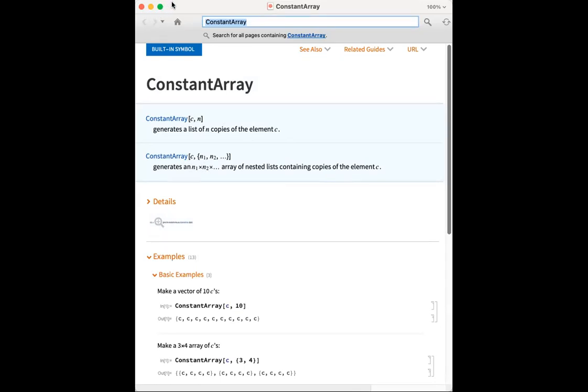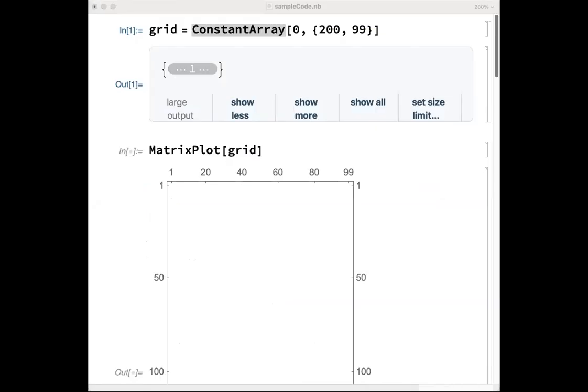And I can go back to my Mathematica. And here is what I put. I want a constant array of zeros that is size 200 by 99. So again, you will have to modify this to 599. And then once I clicked on it, it worked. And this is the array, because it's very large, it's just giving me one number here that is not the 0.